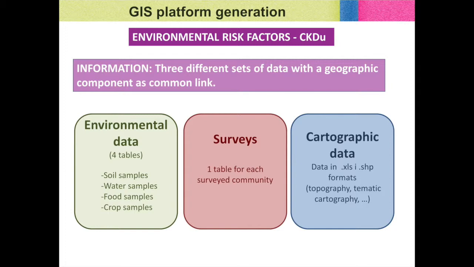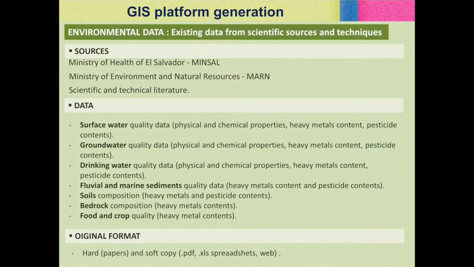For the study of environmental risk factors of CKD, three different sets of data were compiled. These are environmental data related to concentrations of toxic substances in the different environmental phases, surveys carried out with the population of the studied areas, and data formed mainly by several layers of cartographic information. All these data have the geographic coordinates as a common link. Now I'm going to talk a little bit about the different sets of data.